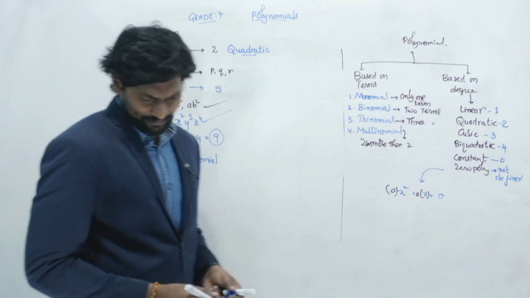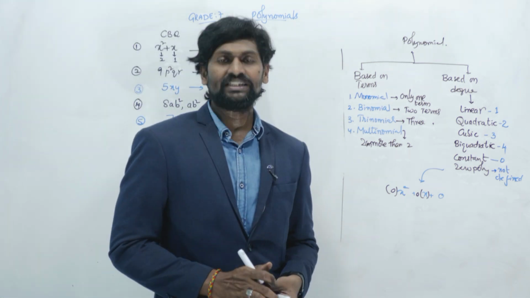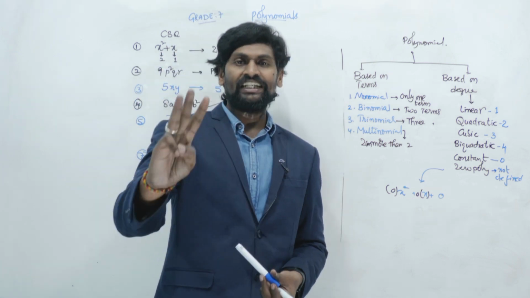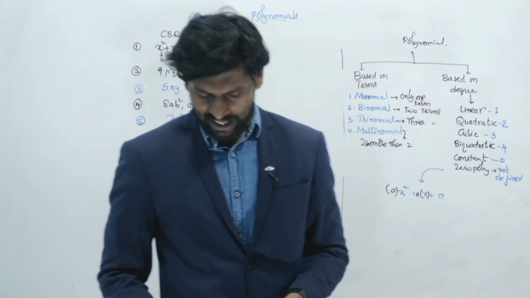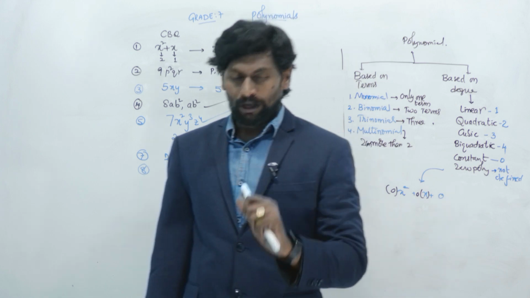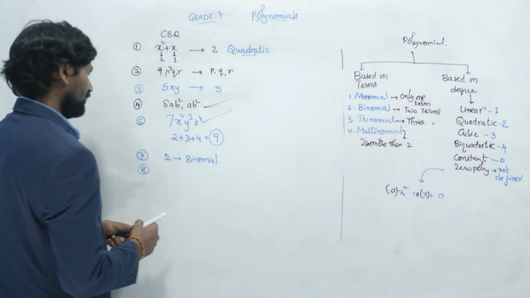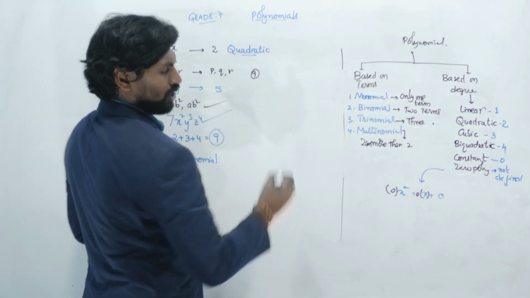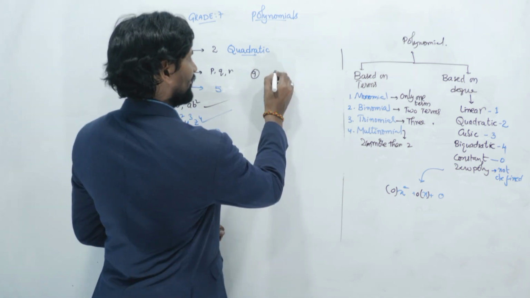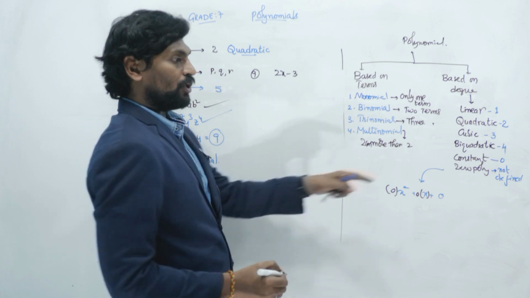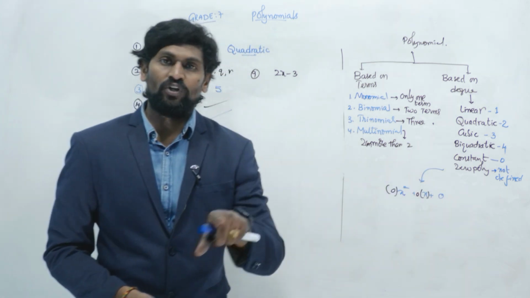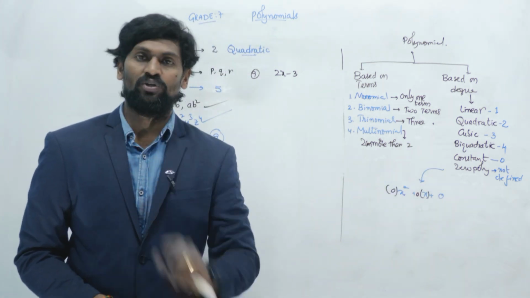Now the eighth question. Which of the following is trinomial? Trinomial means a three-termed polynomial. You can check and identify the answer in the textbook. Let us go to problem number 9, the zero of the polynomial. Yes, it is important. The ninth question is the zero of the polynomial 2x minus 3. Zero polynomial is different from zero of the polynomial. Zero of the polynomial means root of the polynomial.